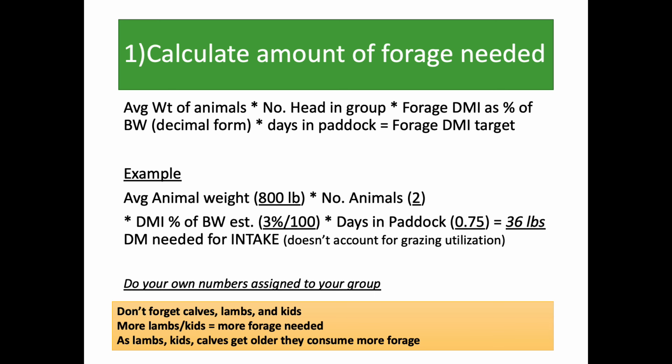Weight times 3 animals times 0.02, and the net number times 0.75. Yep, you got it.